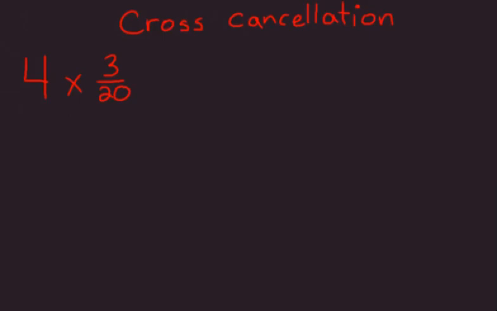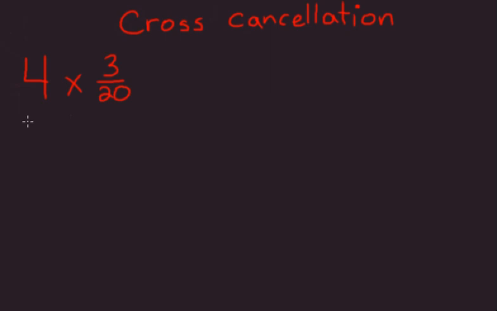Today we are going to be looking at cross-cancellation. Cross-cancellation is something that helps us simplify before we multiply. What we're going to look at today is the question 4 multiplied by 3/20. So to first be able to multiply this, we have to change the 4 into a fraction.